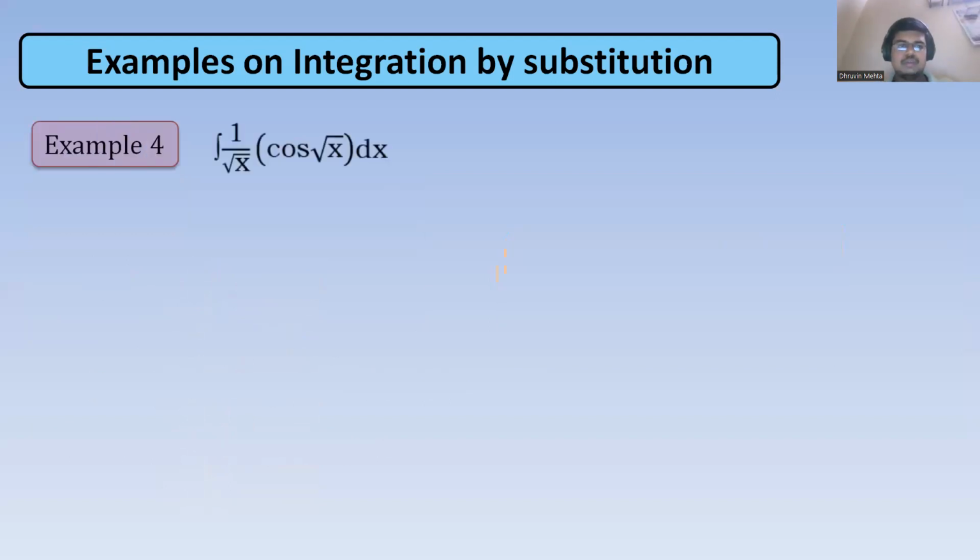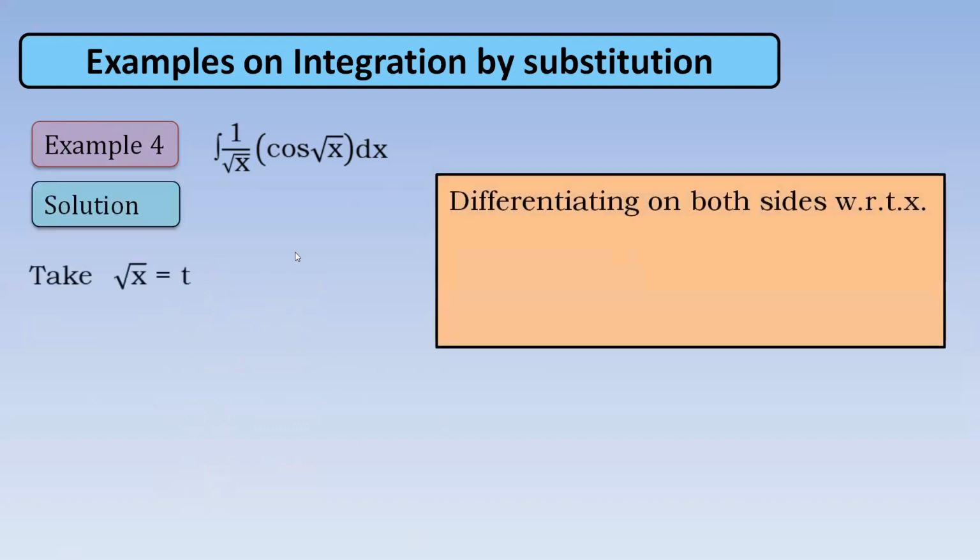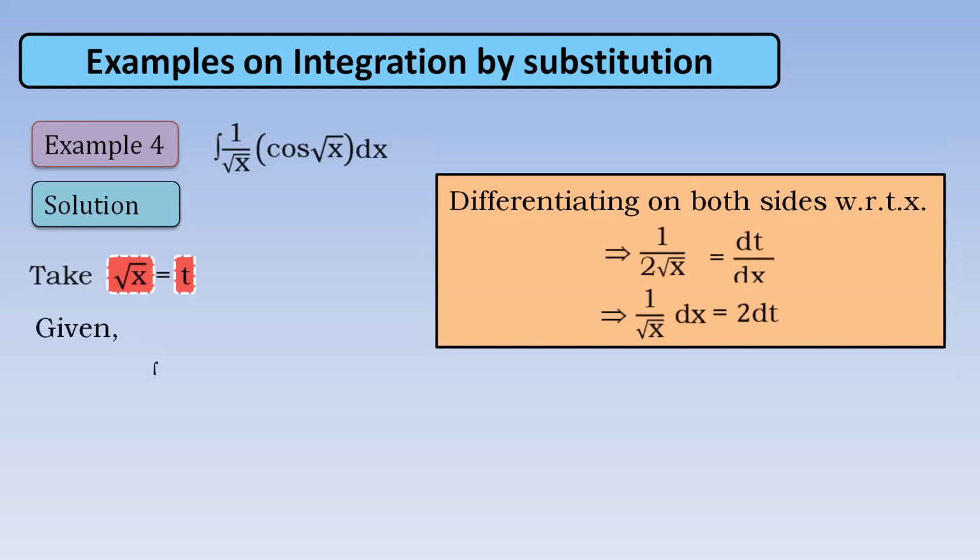Let's take the next one. We'll do this orally, guys. Simple, similar. So first identify what will be the function, and then we will discuss the derivative. Root x. Correct. We'll take root x as t because what is the derivative of root x? 1 by 2 root x. And now we'll cross multiply that 2 on the other side.